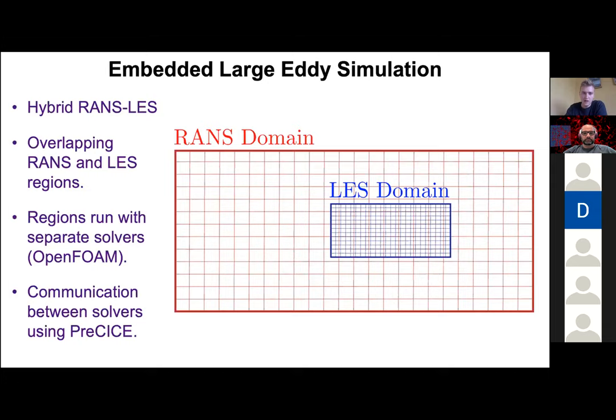So first of all, embedded large eddy simulation is a hybrid RANS LES model where we define a small region of LES within the RANS domain.